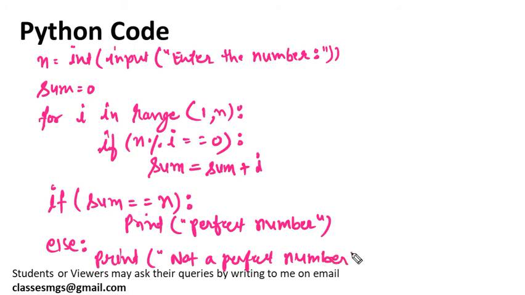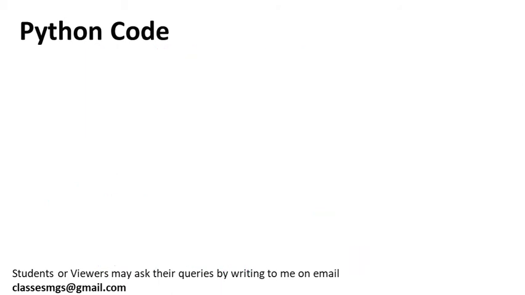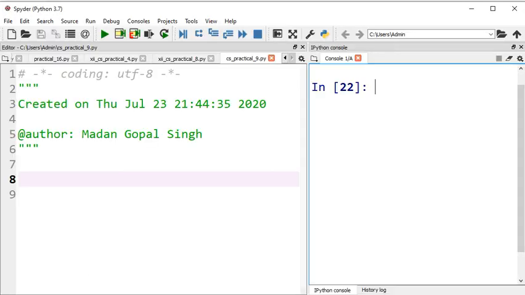So this way you can check whether a number is a perfect number or not. I have already explained how to dry run this, and let's try to run this in the Python editor or Spyder editor and see the output. Okay, so I am opening my editor now. So this is your editor.